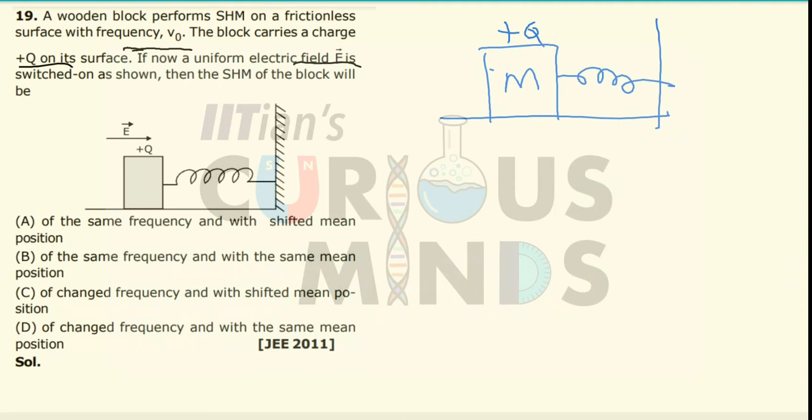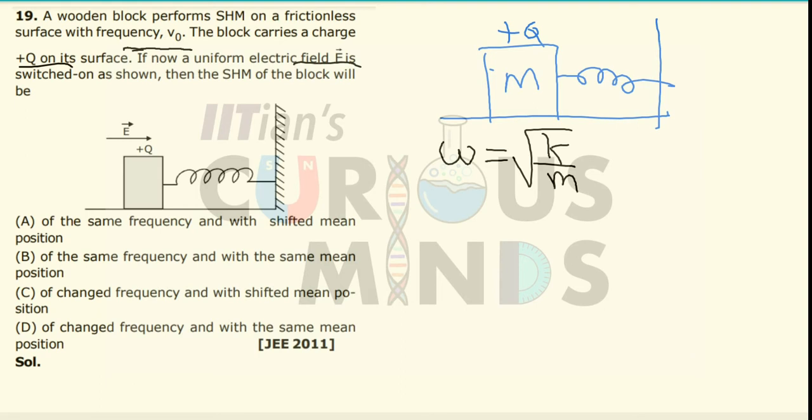Let us say the velocity over here is equal to v. Now omega is equal to root of k by m, which depends on k, the spring constant, and m, the mass of the block. Let us assume that this is moving on a frictionless surface.